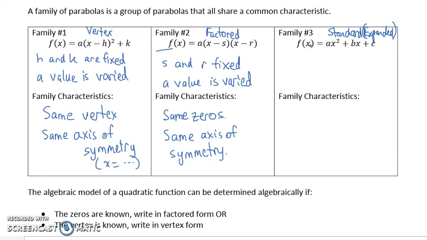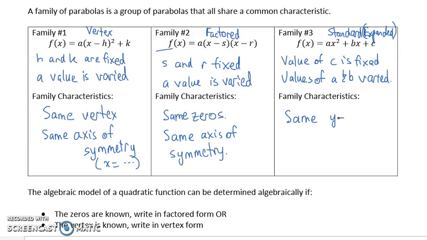In the third case, we have a standard or expanded form, and in this case, we would say that the value of c is fixed, and the values of a and b are varied. The only characteristic that this family shares is that they have the same y-intercept.